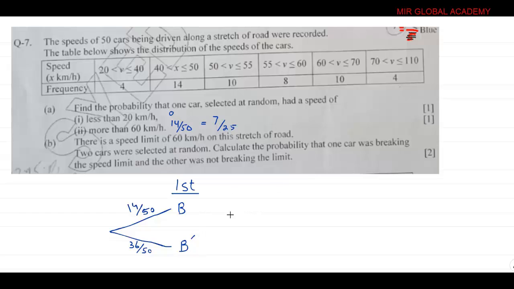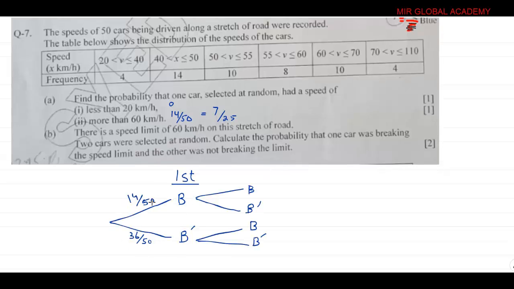Now for the second car, we also have two options. As we have selected one car already, now we have a total of 49 cars left. And the cars that have broken the limit were 14. So one is already selected in this first portion, so we have 13 cars left here. And it will be 36 over 49, as the sum of these will be 1. So the sum of these also will be 1.